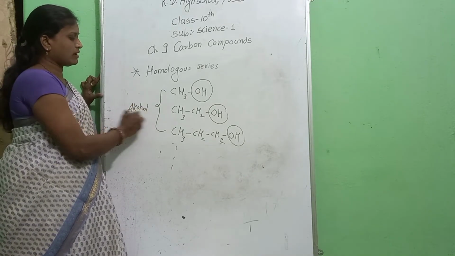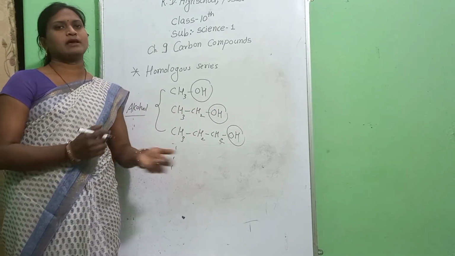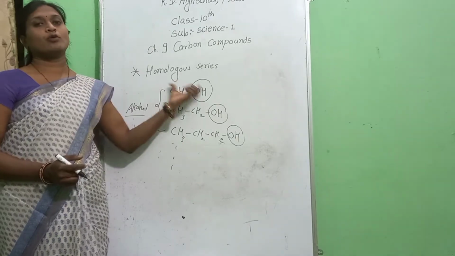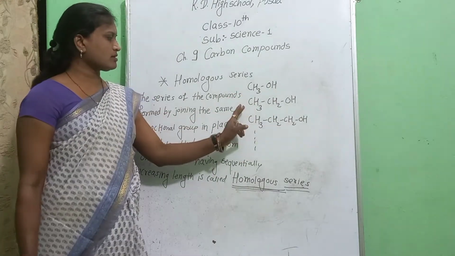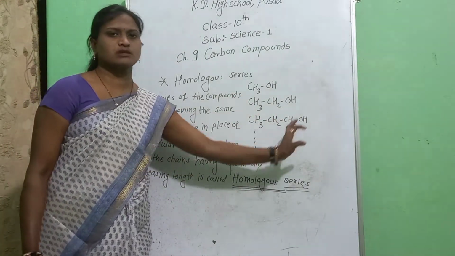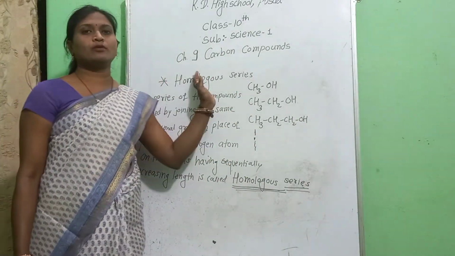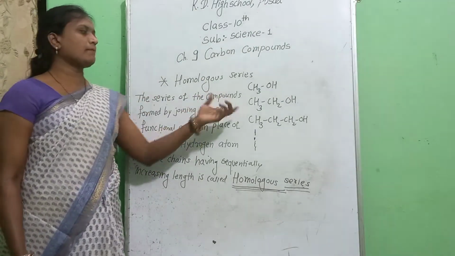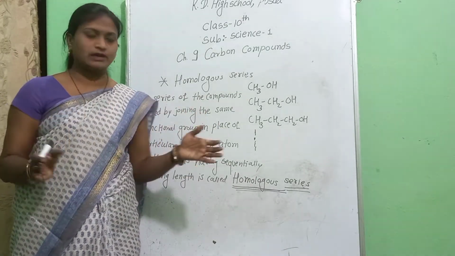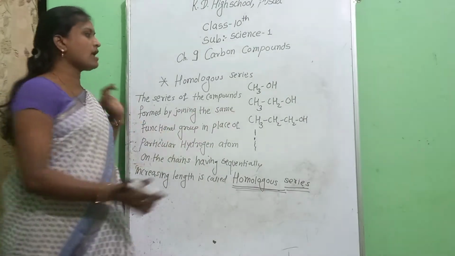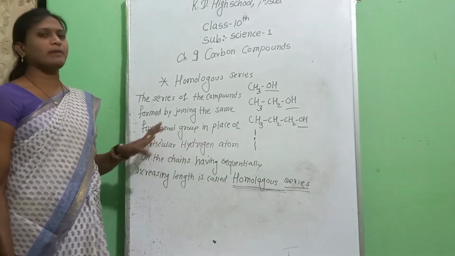So all those different compounds in a series having a common functional group show similar chemical properties, and that is called the homologous series. So what is the definition of homologous series? As you observe here, CH3OH, CH3CH2OH, CH3CH2CH2OH. The series is in sequentially increasing order. What is the definition of homologous series then? It is a series of compounds with long chains of carbon atoms having different lengths, formed by joining the same functional group. But what is common there? Having the same functional group in place of a particular hydrogen atom.